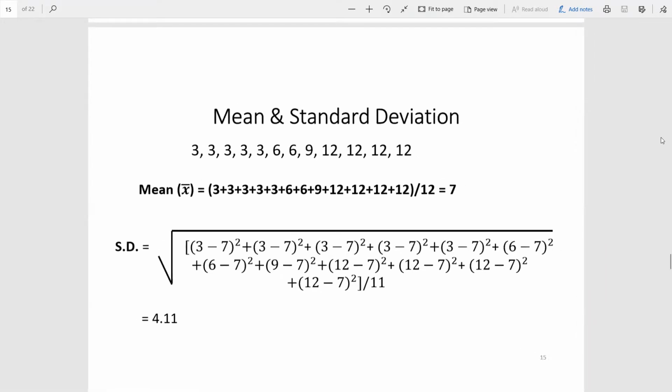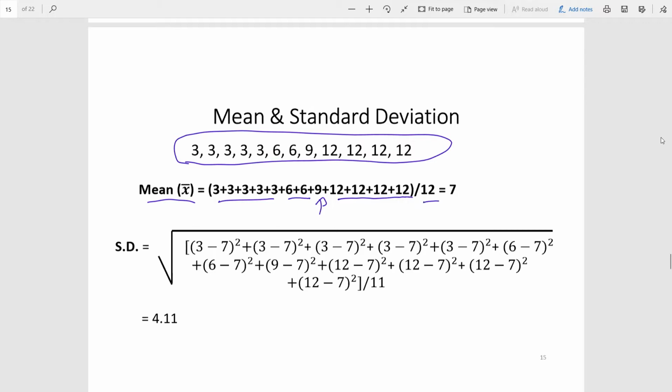Okay, to calculate the mean and standard deviation, we will again lay out the data. And the mean is pretty easy to calculate if you put it in your calculator correctly. You put in your 5 3s, your 2 6s, your 9, and 4 12s, and divide it by the number of data points, which is 12, and you'll get that the mean is 7.